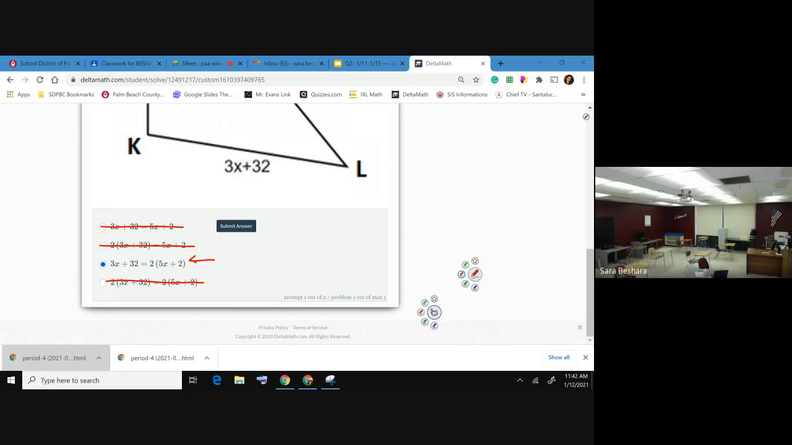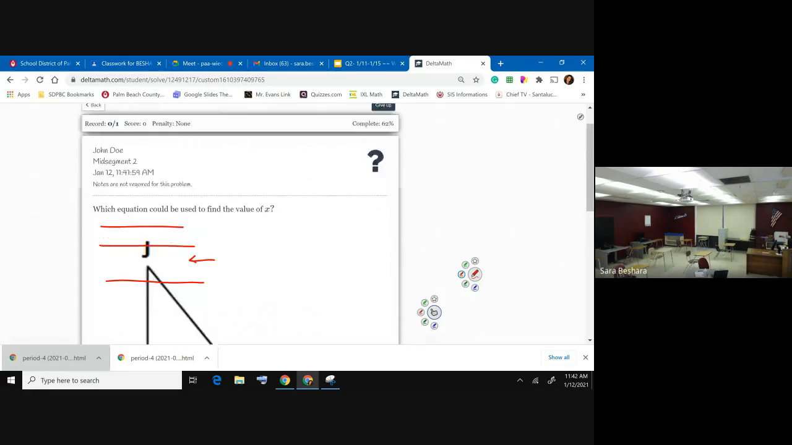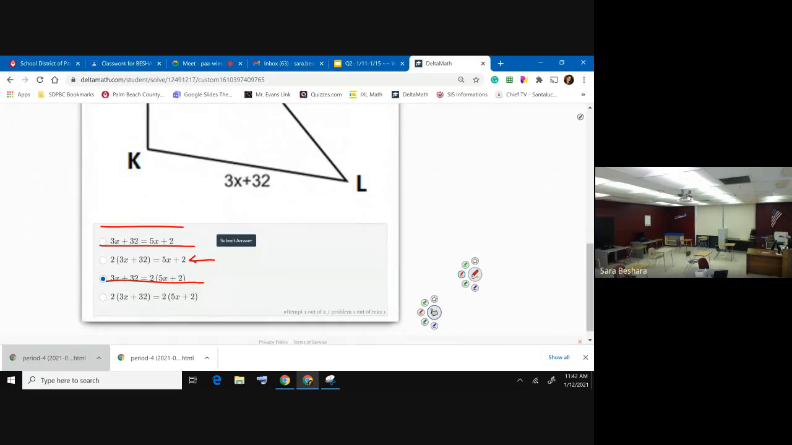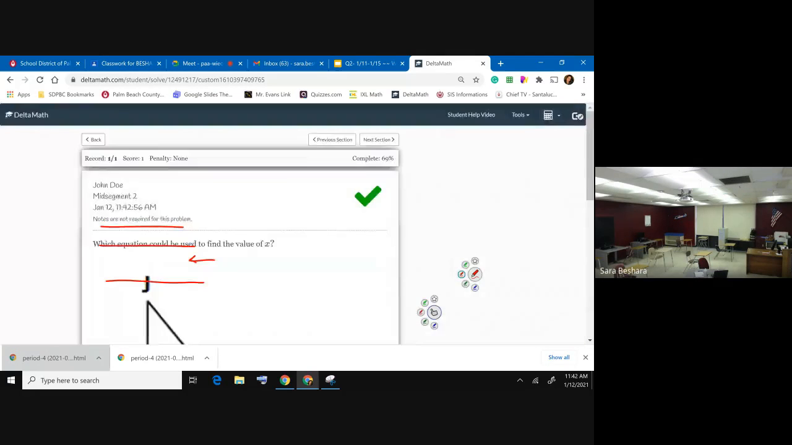Because they're not equal, and twice of one isn't twice of the other. It's only one of them that is twice the other. So it should be the third option. The third option. Next one.